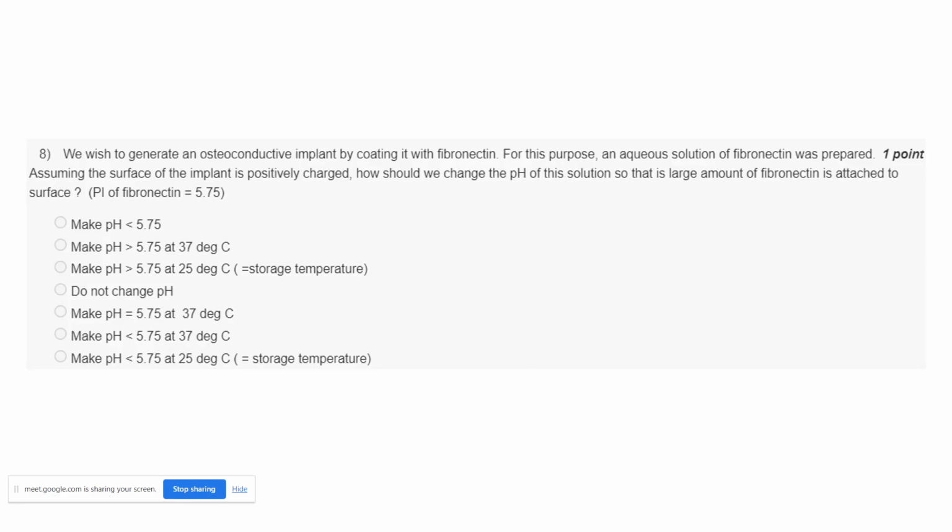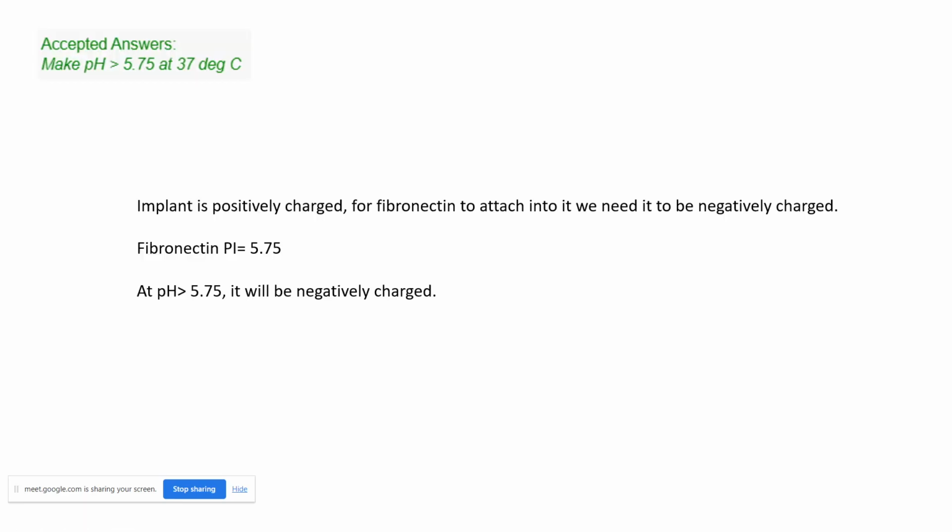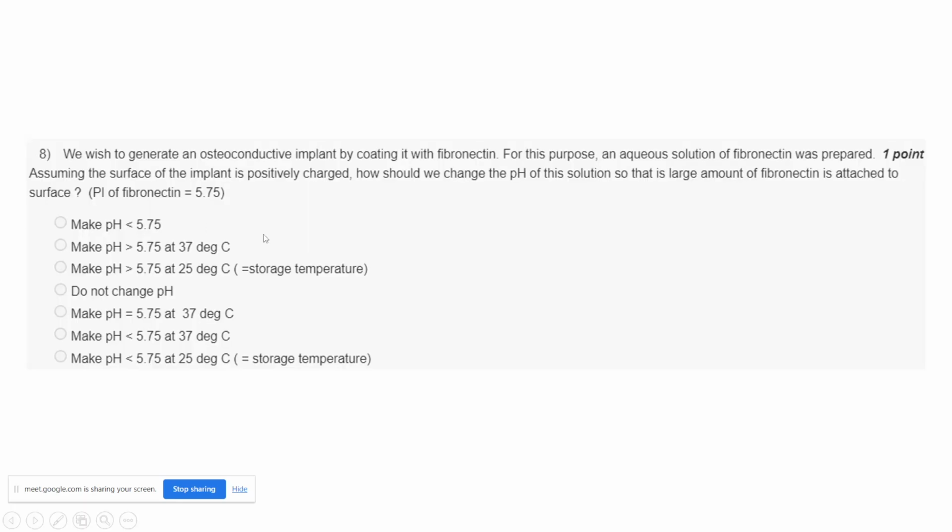So here the correct option would be make pH greater than 5.75 at 37 degrees. The implant is positively charged and you have to make the solution more negatively charged so that more and more fibronectin gets attached to the positively charged implant. To make the solution more negatively charged, you can use the pI of fibronectin, which is 5.75, and if you increase the pH more than the pI, then the solution will be more negatively charged. So the second option, that is pH greater than 5.75 at 37 degrees, will be the correct option.